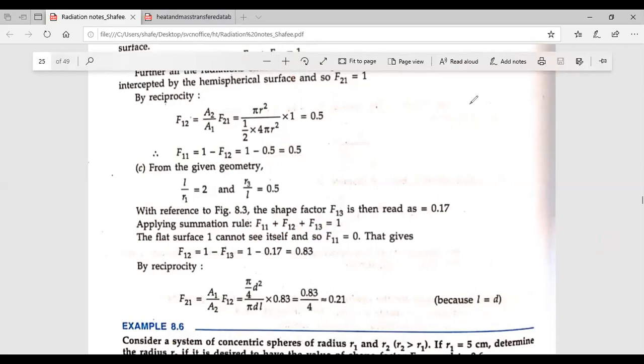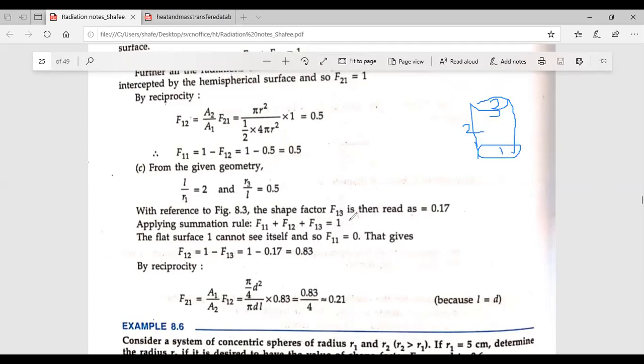Suppose this is my cylinder. So this is my cylinder here, right? This is surface 1, this is 3, and this surface is 2. Now what is happening here? 1 to 3, it's very easy. I can find it out easily because it is a coaxial disk.